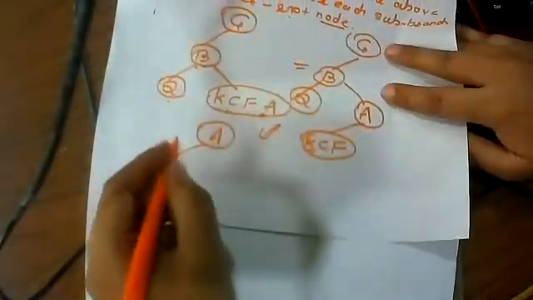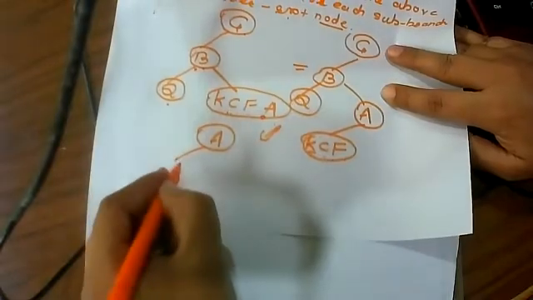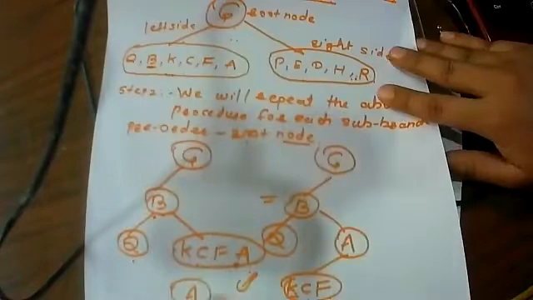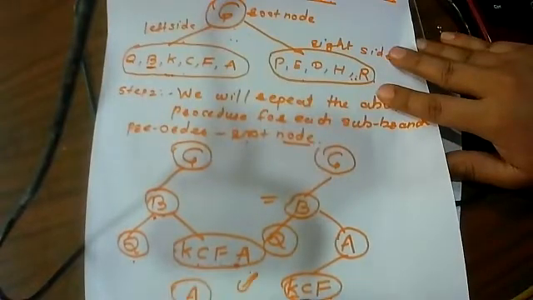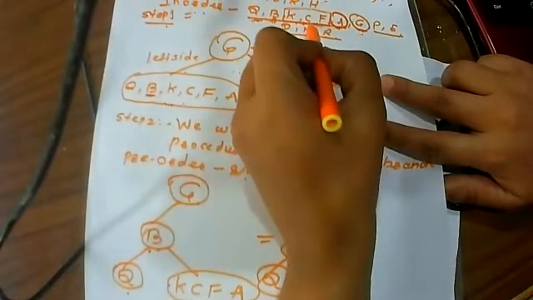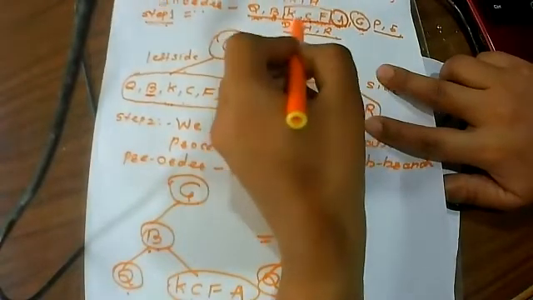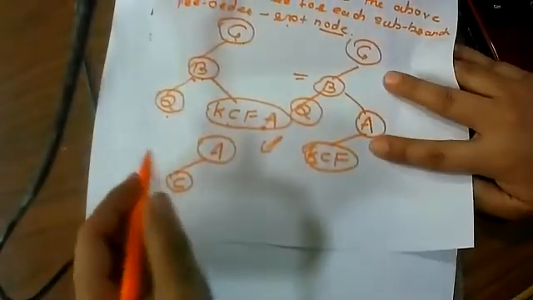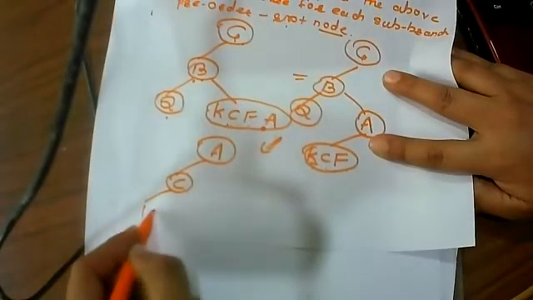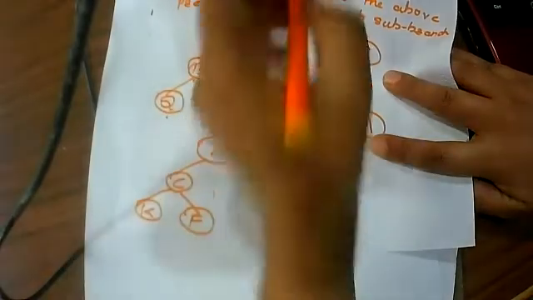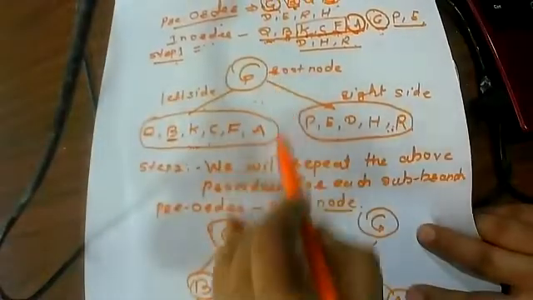That's why we are writing C as the root node of that tree. And check the position of K and F. K and F in the given in-order. So yes, C is placed in between K and F, K is on the left side of that in in-order, and F is on the right side. That's why we are elaborating this tree likewise. K is here and F is here. So according to that, we have finished the whole left part of that tree.